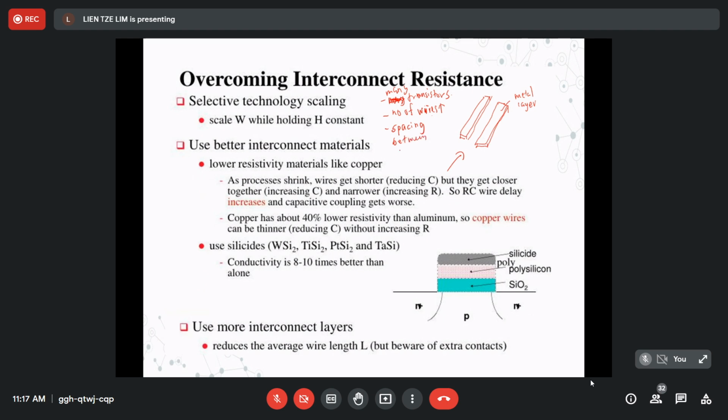between wires. This is the spacing. The spacing will be smaller, which means the wires get closer. When the wires get closer, it will increase the capacitance, as already stated here. And narrower wires will increase the resistance.